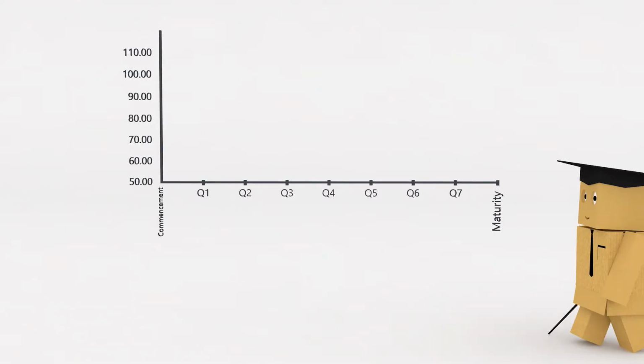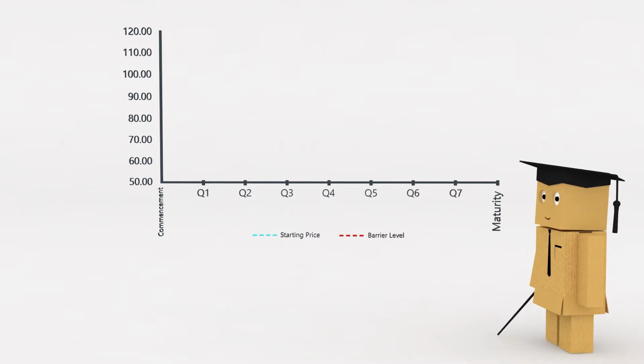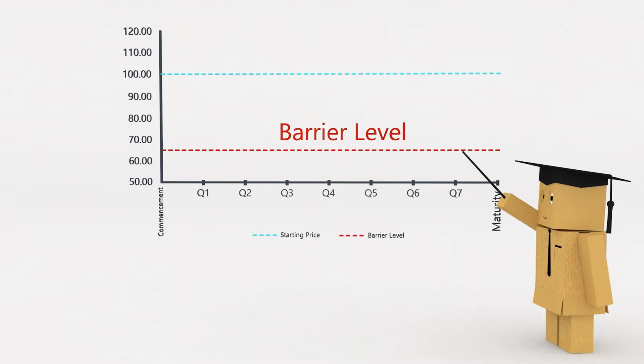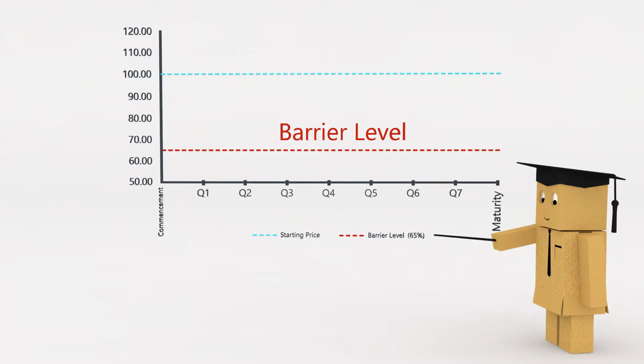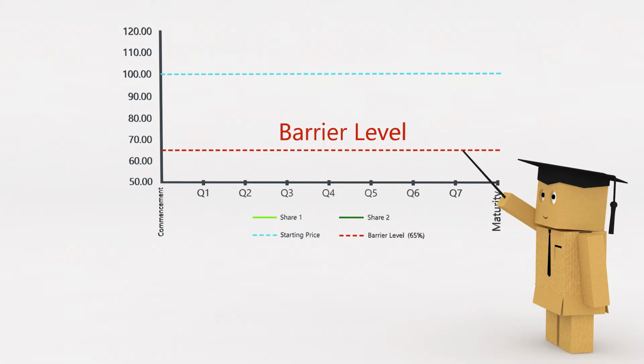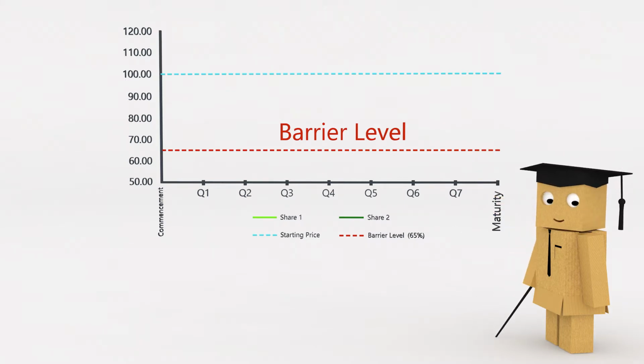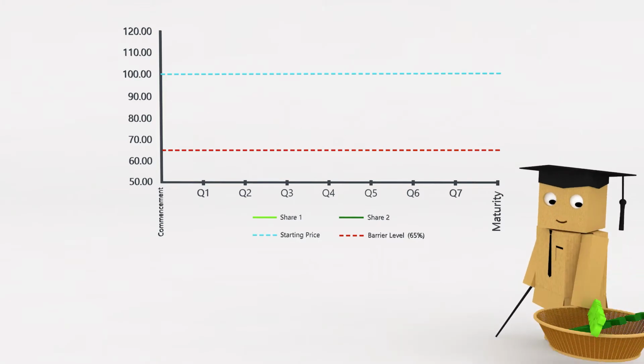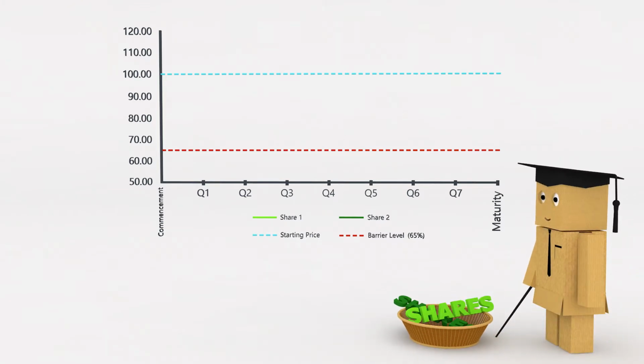The barrier level is probably the most important feature for investors to consider. The barrier level is set at the start of the investment. It is expressed as a percentage of the starting prices of each of the shares comprising the reference asset. The barrier level is breached if on a certain date the price of any share has fallen below the barrier level.